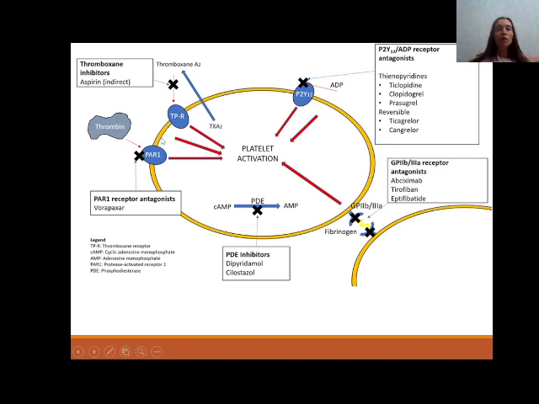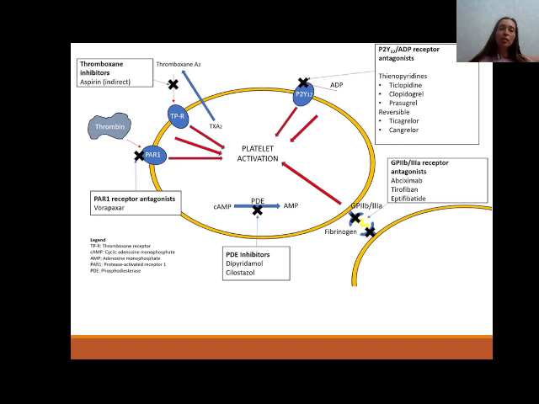Firstly, aspirin, a thromboxane inhibitor. Its mechanism includes inhibition of the cyclooxygenase 1 enzyme, and so inhibition of thromboxane A2. Thromboxane A2 normally takes a role in platelet activation. So if thromboxane A2 is inhibited, platelet activation will be blocked.